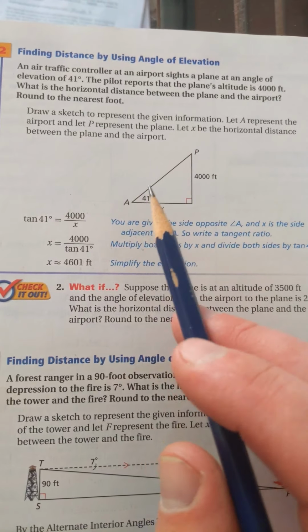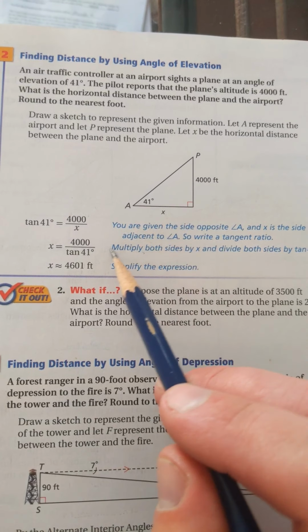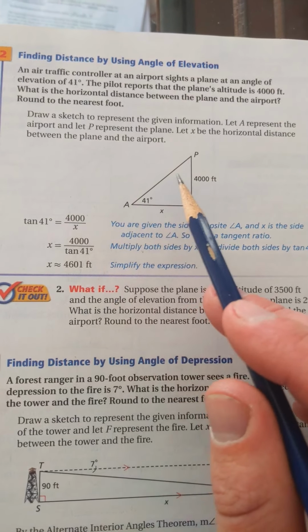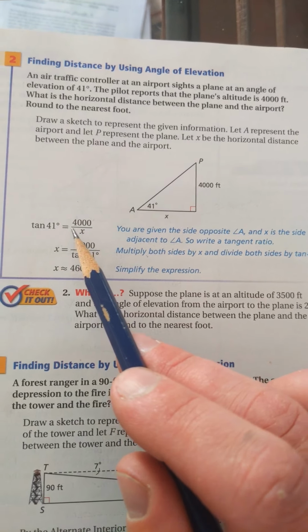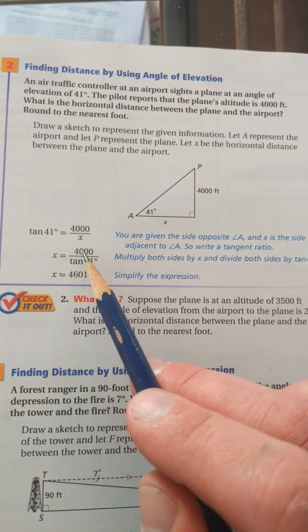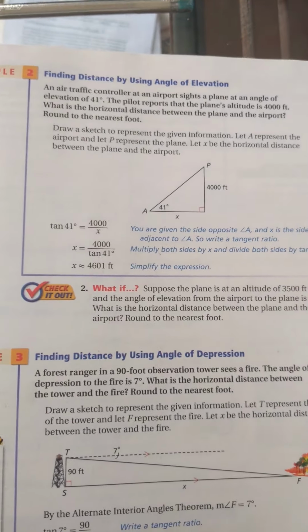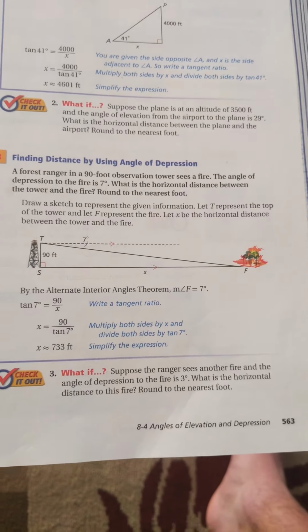Sketch a triangle. Okay, here's your point of reference. Opposite over adjacent is going to be tangent. Tangent of the angle equals the opposite segment over the adjacent: 4,000 divided by x. The trick you guys are learning is you can switch these two when your variable is in the denominator, and you get that the answer is 4,601 feet. Okay, so it all depends on your point of reference.